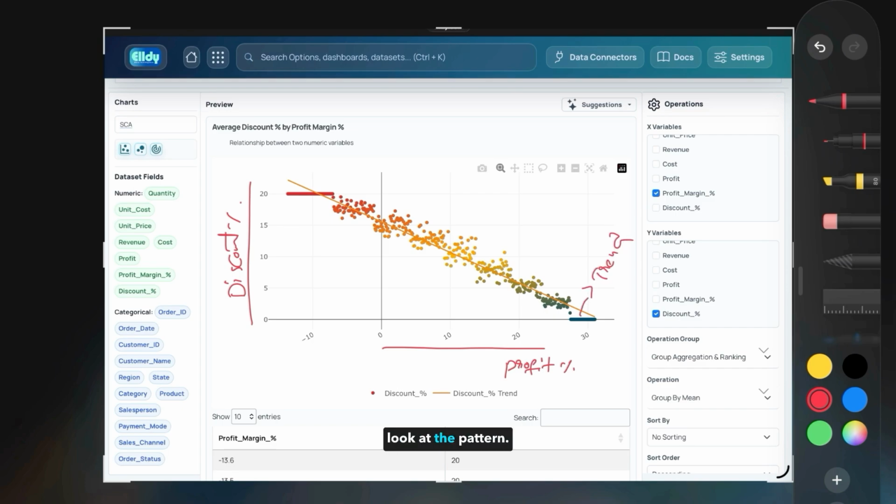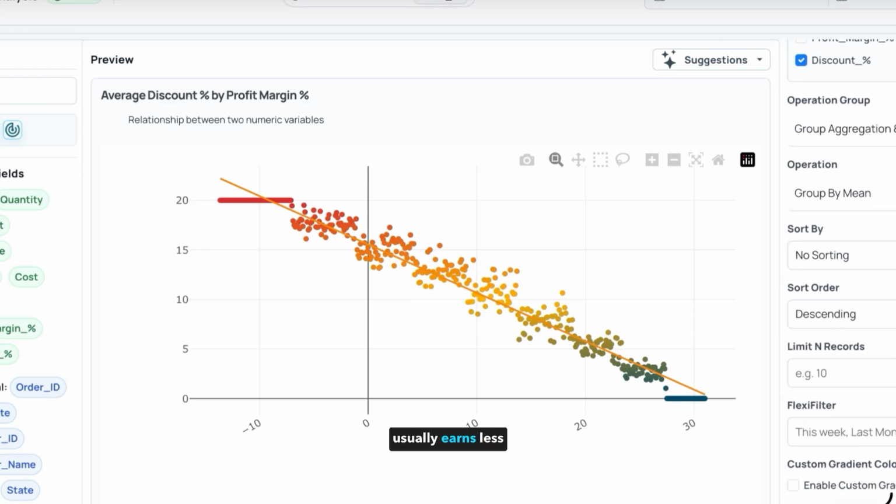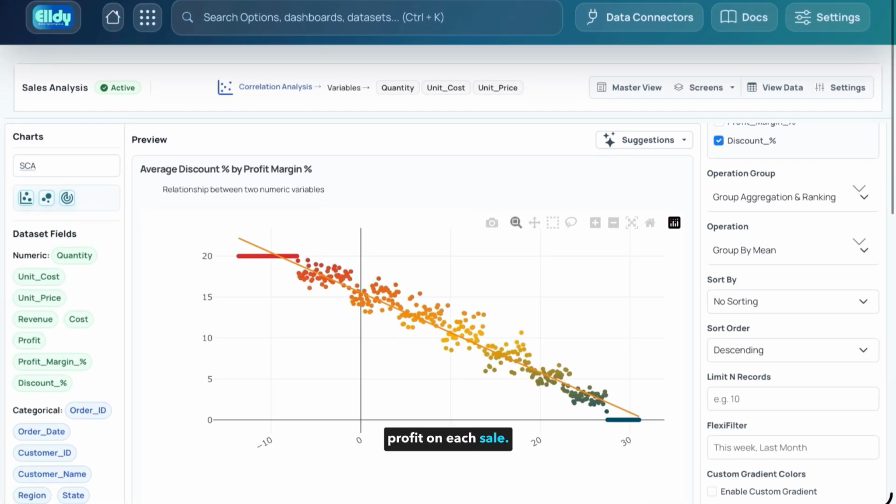Now let's look at the pattern. Notice that the trend line moves downward from left to right. This indicates a negative relationship between discount percentage and profit margin. In simple terms, as the average discount increases, the average profit margin generally decreases. This makes perfect business sense. When a business offers larger discounts, it usually earns less profit on each sale.